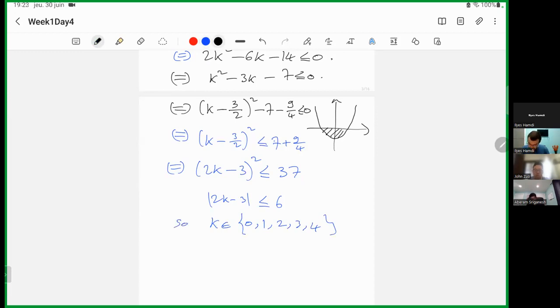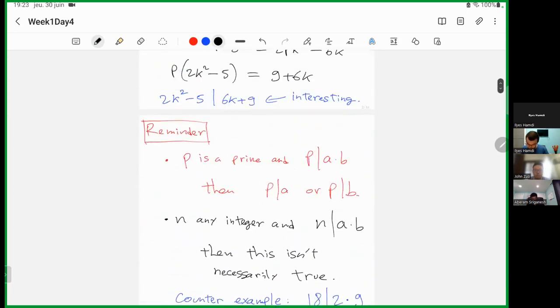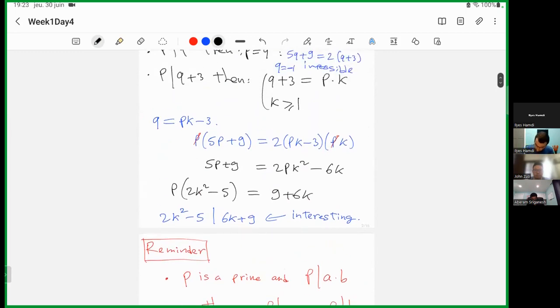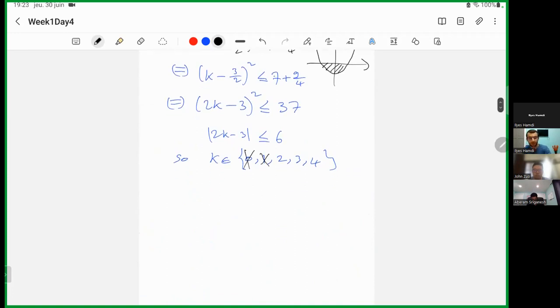But I will remove from this set the values that do not make 2k squared minus 5 positive, because this equation is showing that 2k minus 5 has to be positive. So basically I need to remove the case where k is 0, 1. So those are not possible. And then I have 3 cases. This is correct.